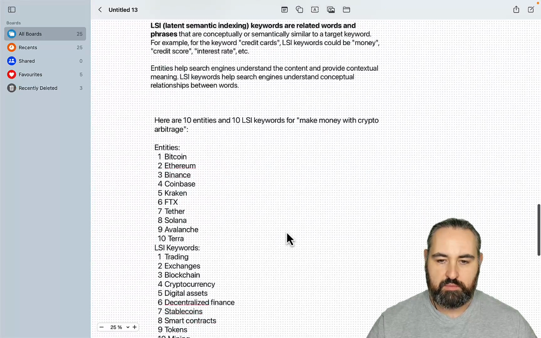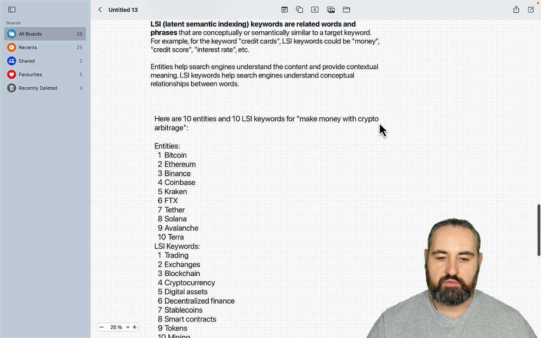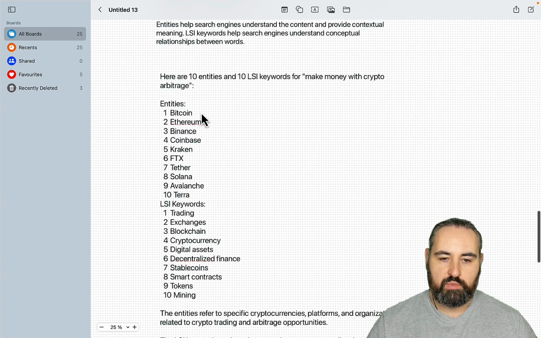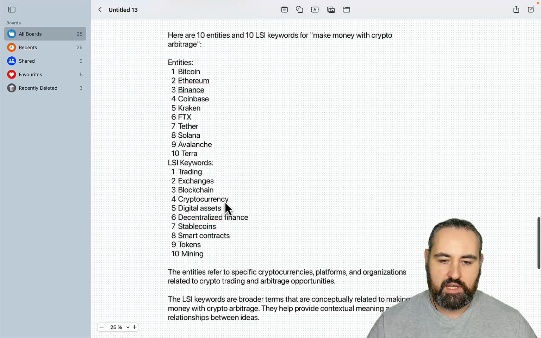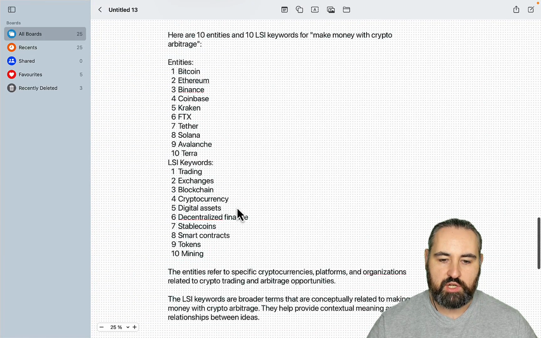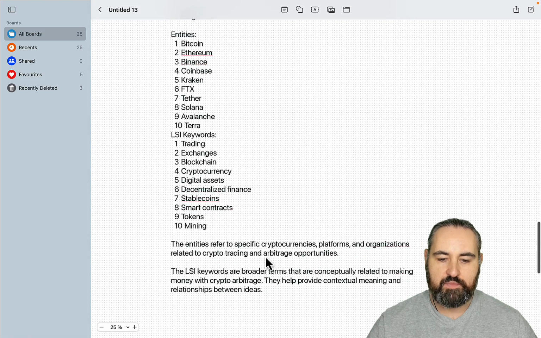Just to give you an example, for the seed keyword of make money with crypto arbitrage, entities would be Bitcoin, Ethereum, Binance, Coinbase, Kraken, FTX, Tether, Solana, Avalanche, and Terra. And LSI keywords would be trading, exchanges, blockchain, cryptocurrency, digital assets, decentralized finance, stablecoins, smart contracts, tokens, and mining. Entities refer to specific cryptocurrencies, platforms, and organizations. Those are all names. LSI keywords are broader terms that are conceptually related to making money with crypto arbitrage.